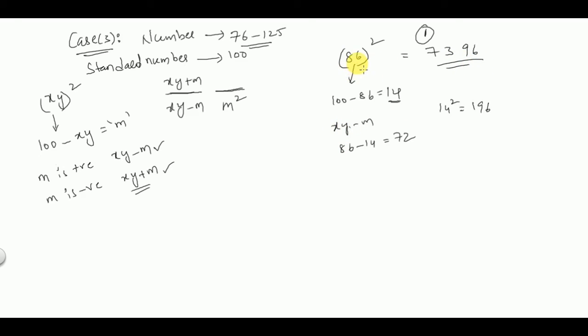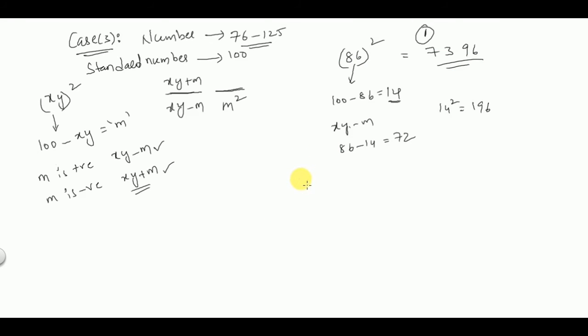How have we got this? Subtract 86 from 100, you'll get 14. So 14 square is 196. Keep 96 here and 1 aside. And since m is positive, the resultant is xy minus m. xy is 86. 86 minus 14 will give you 72, plus 1 is 73. That's all. 7396 is the square of 86.